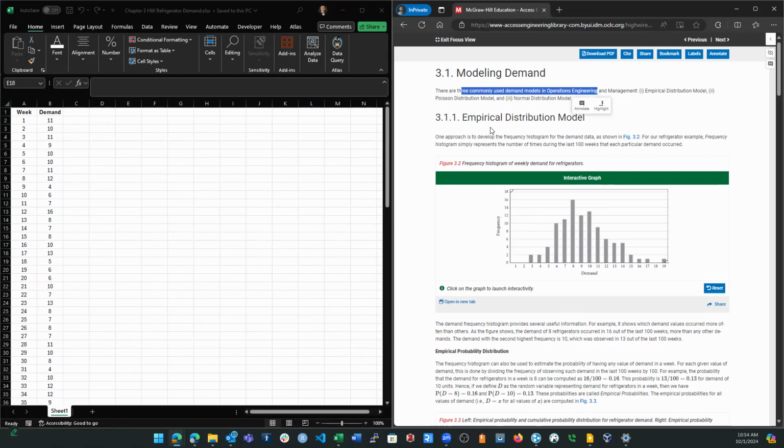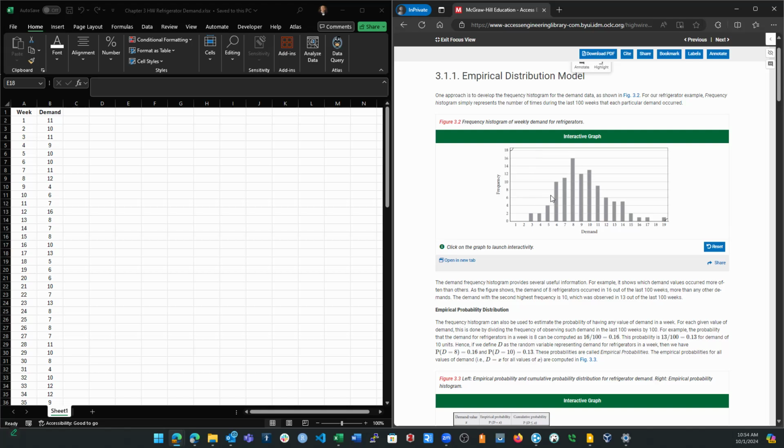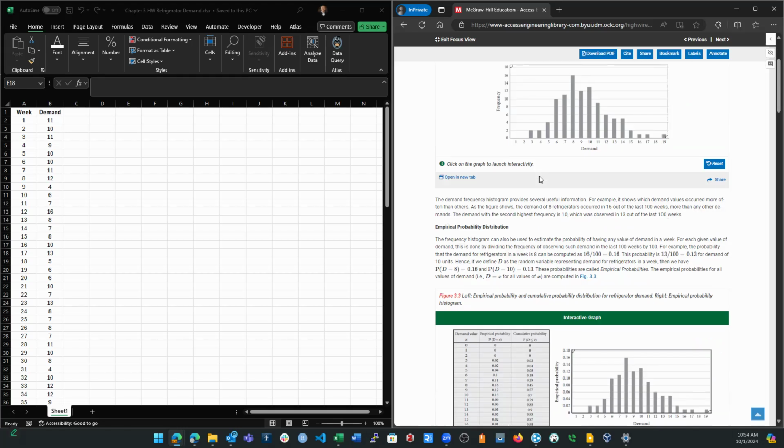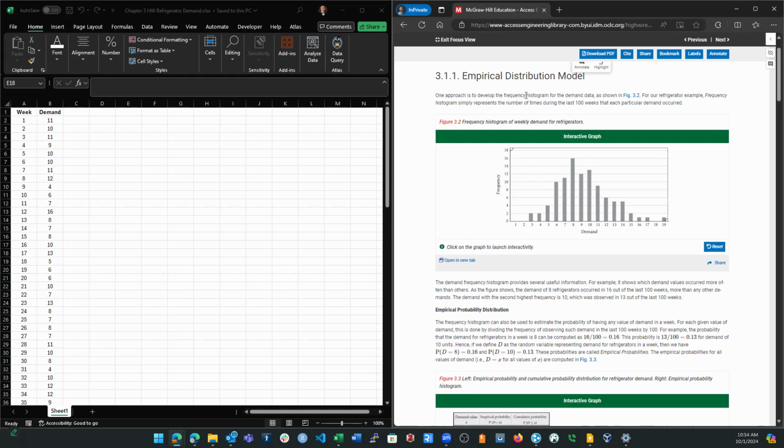First, there's the empirical distribution model, and they have created a histogram of this data. We have demand on the x-axis and frequency on the left. So the demand for 8 fridges happened 16 times over the course of those 100 weeks, is how to read that chart. One approach is to use this frequency histogram for our modeling, and this represents the actual data of past demand.